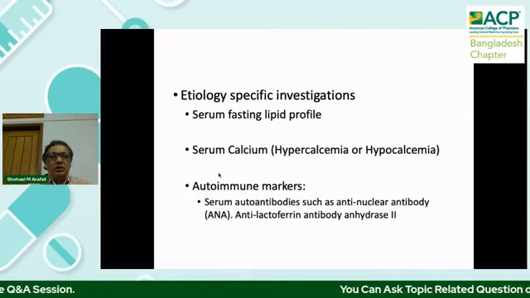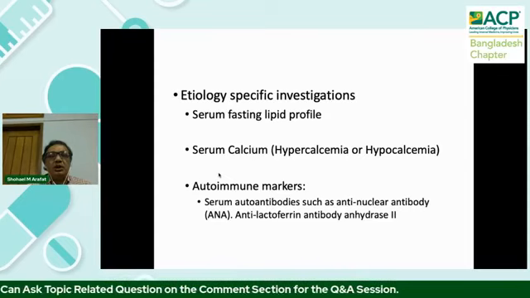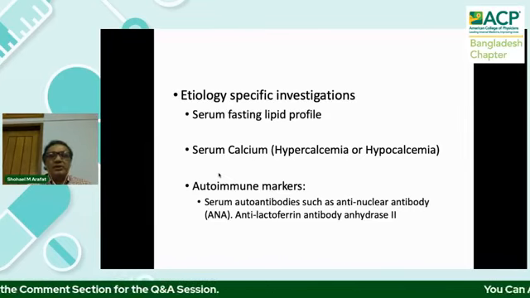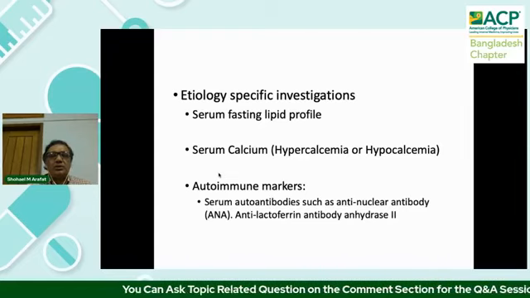And not the least, if no causes can be found, we have to think also of autoimmune markers. So these are the few things out of the box we have to consider to investigate as a cause of idiopathic or not obviously recoverable cause of acute pancreatitis.